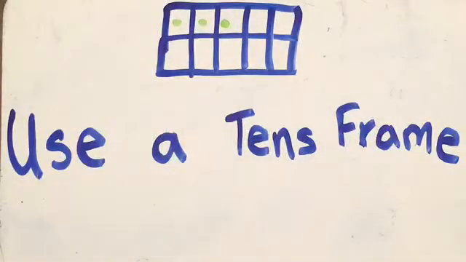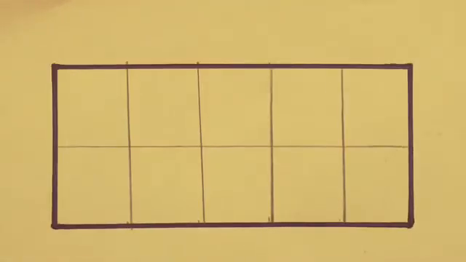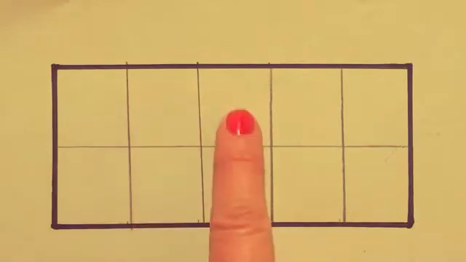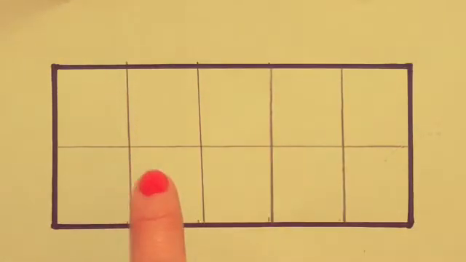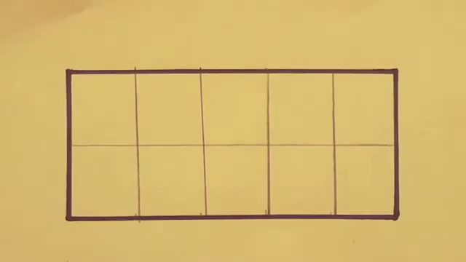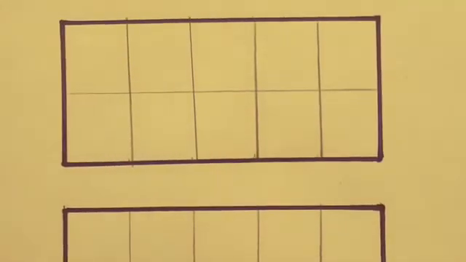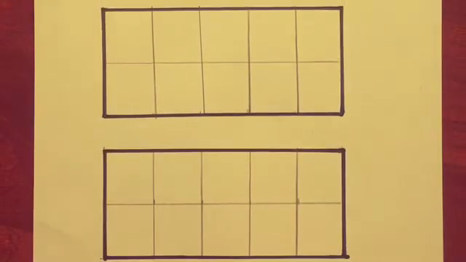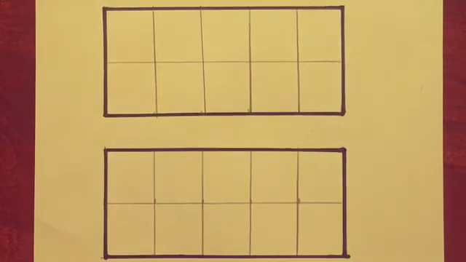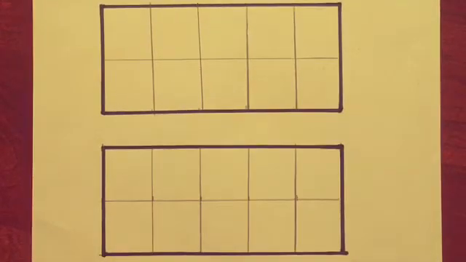We can also use a tens frame. This is a tens frame. It always has 10 squares. 1, 2, 3, 4, 5, 6, 7, 8, 9, 10. If I fill up a tens frame, I know I have at least 10 items. I have 2 tens frames here. I'm going to use these tens frames to count Cheerios by putting 1 Cheerio in each square.